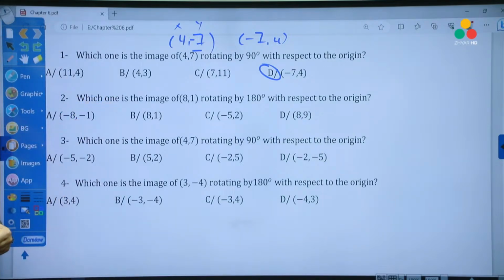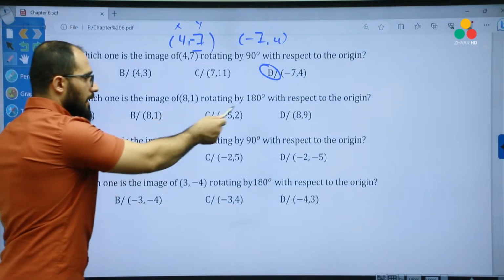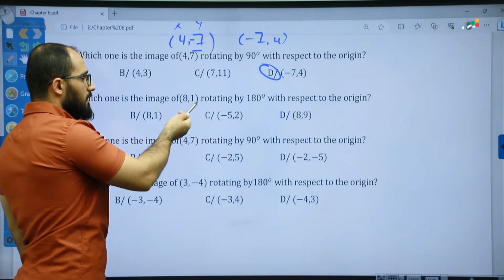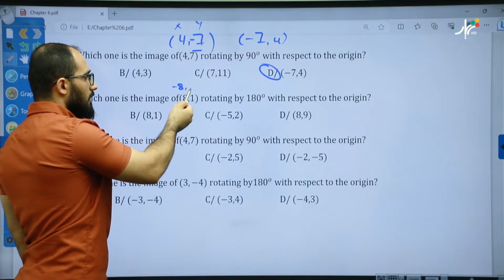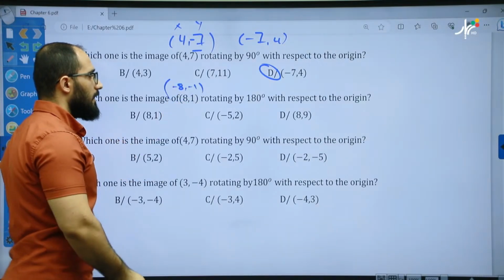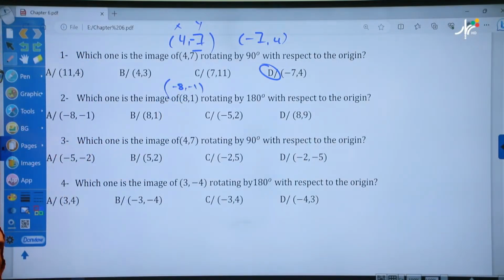Which one is the image of 8 and 1 rotating by 180 with respect to the origin? So it's 180, change the sign of x and y. Positive, negative, positive, negative. So -8 and -1. Question 3, I think it's repeated. Okay, it is repeated.